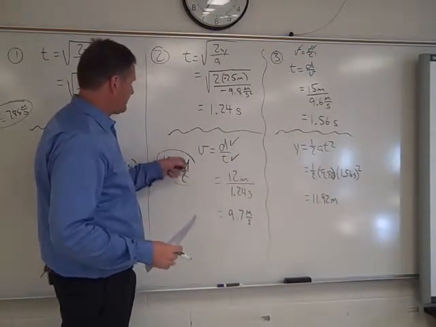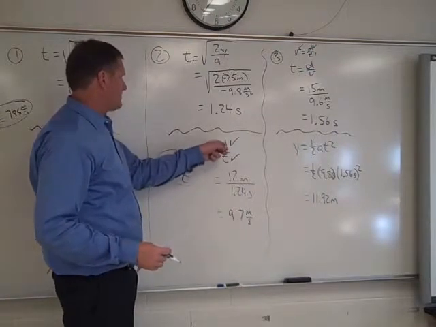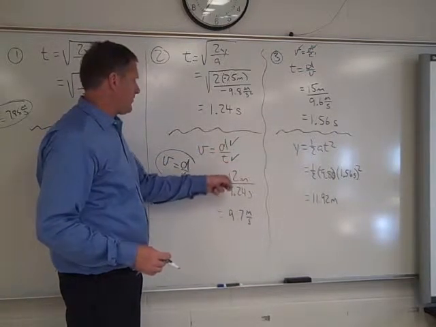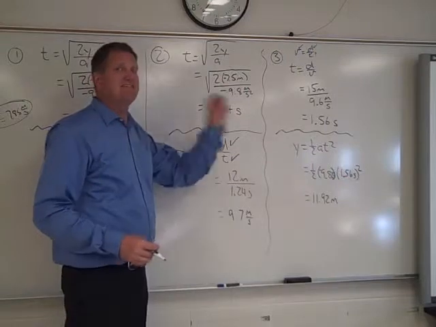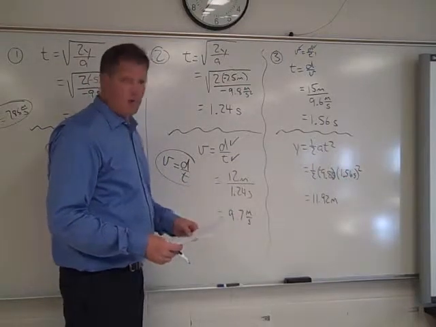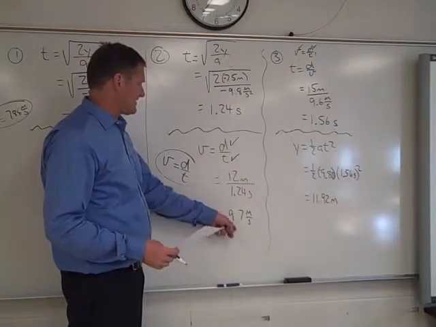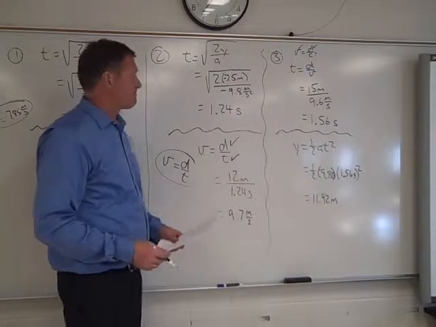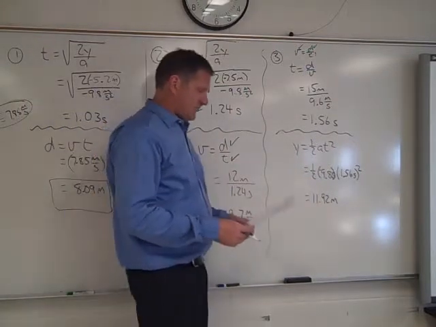So again, velocity equals distance over time. Distance we know, time we know. Can we calculate the velocity needed to get you over that river? Yes, your velocity has to be 9.7 meters per second. Let's look at number 3.